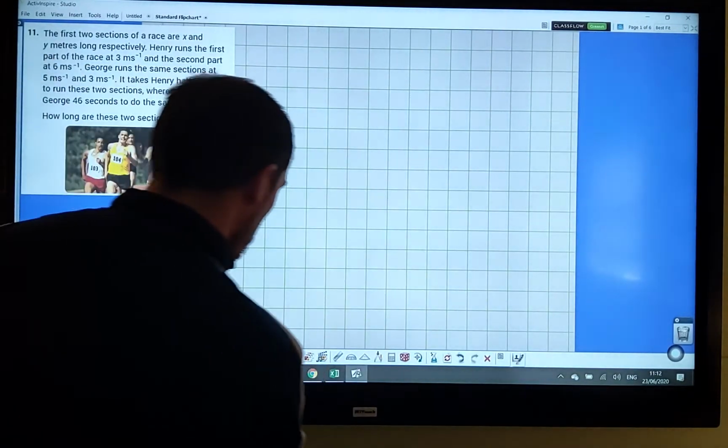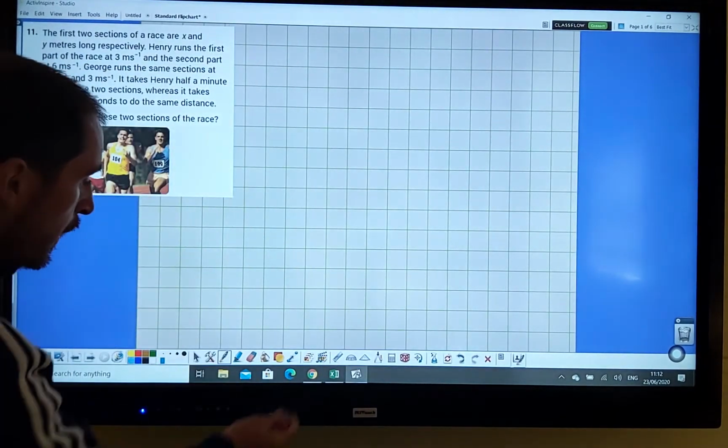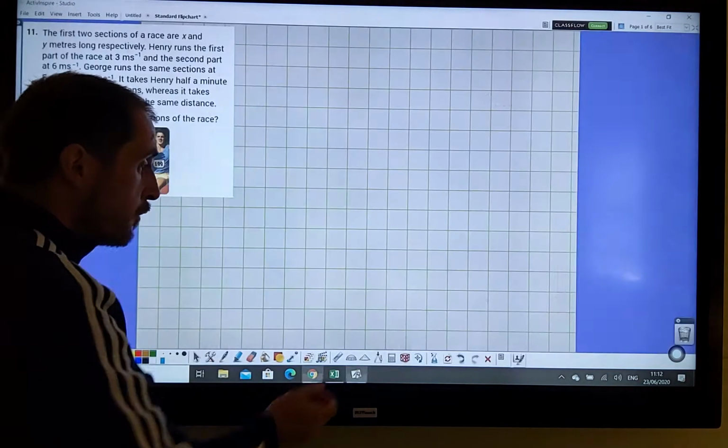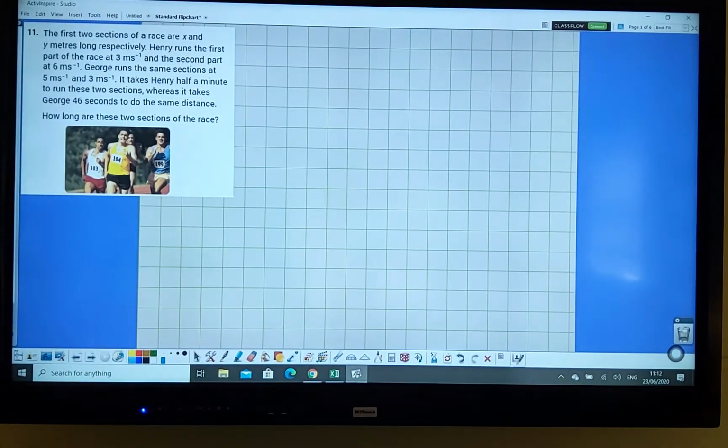Hi folks, I was just requested the following question. It's page 87, question 11. And this is a word problem that involves simultaneous equations needed to solve it.